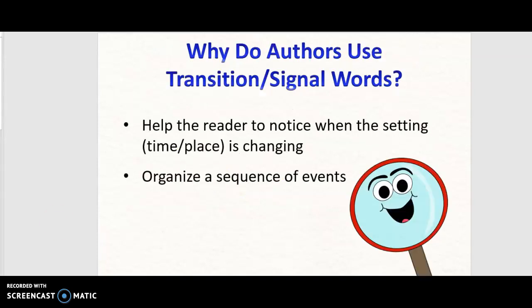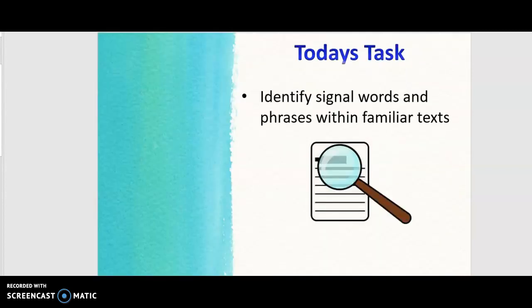Why do authors use signal words or transition words? To help the reader notice when there's a change in time or place, and to organize the sequence of events. So today's task, we're going to identify signal words and phrases within familiar texts.